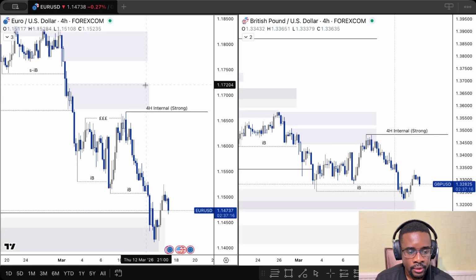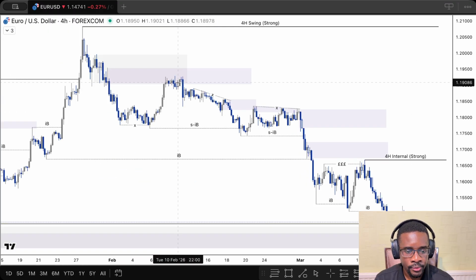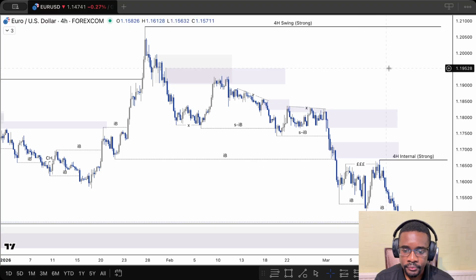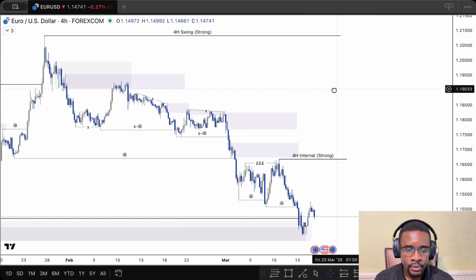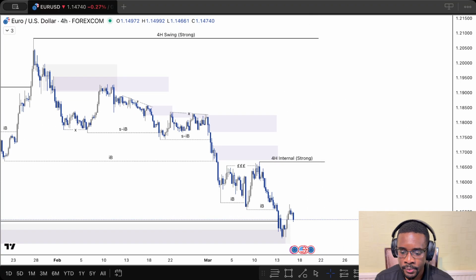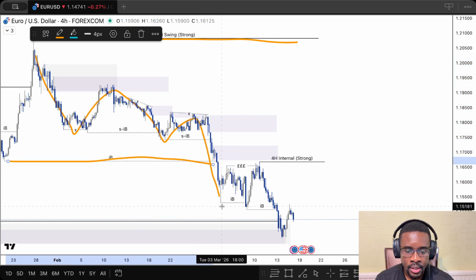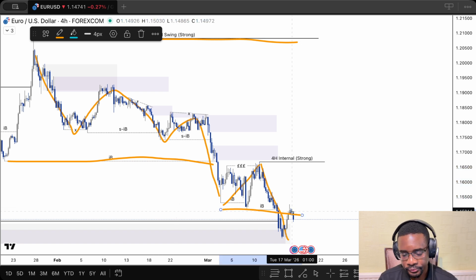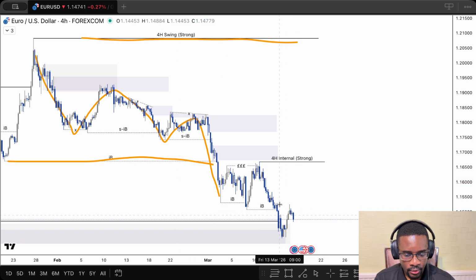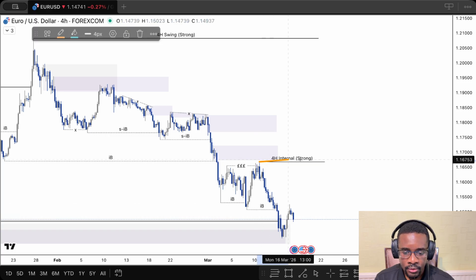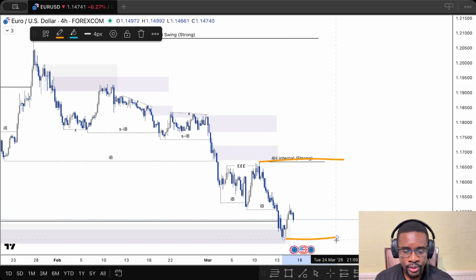Now let's look at the 4 hour, and let's look at the Euro USD. So this is what we have. Our swing range coming from all the way up there, and then internally, this is where we had our internal break of structure, and then we've had our pullback, and then we've continued bearish. So this is the current swing range or current internal range that we're in.